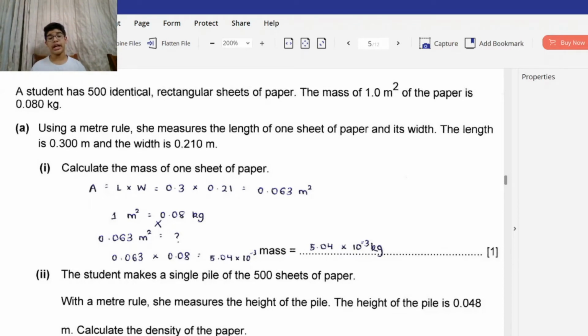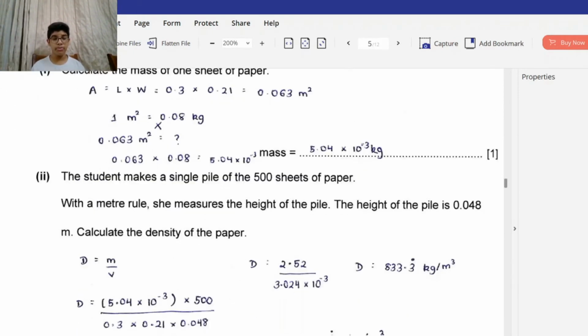So we're going to first calculate the area, because you see 1 meter squared is 0.08 kg. So how many meters squared is this piece of paper worth? Basically equal to. So we're going to calculate the area, 0.3 times 0.21, and this paper is 0.063 meters squared. So 1 meter squared is 0.08 kg. How much is 0.063 meters squared? Cross multiply, and we get that this is 5.04 times 10 power negative 3 kilograms.